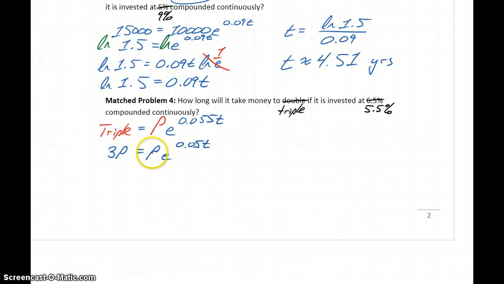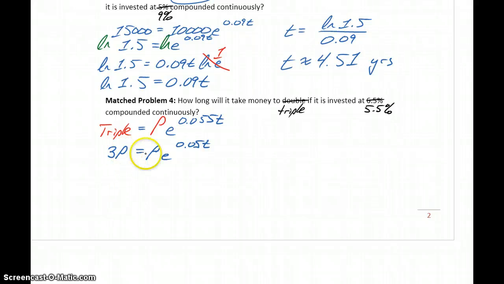And the same idea would apply if we wanted this to double, that would be 2 times P. If we wanted to quadruple, this would be 4 times P, whatever that initial investment was. So we don't have an actual dollar amount for the initial investment or final amount, just that we're investing some amount and we want it to triple.